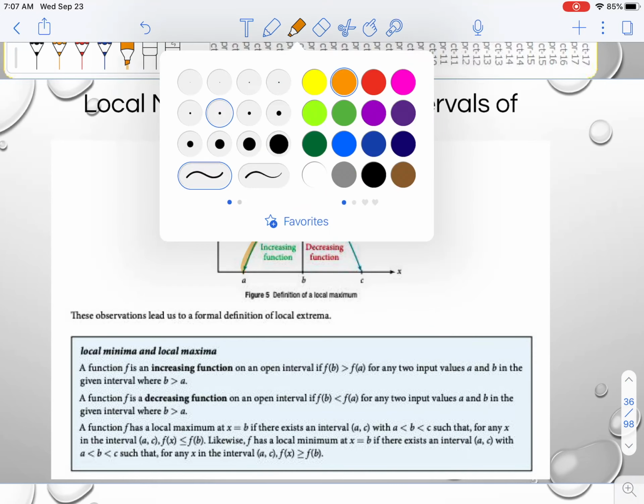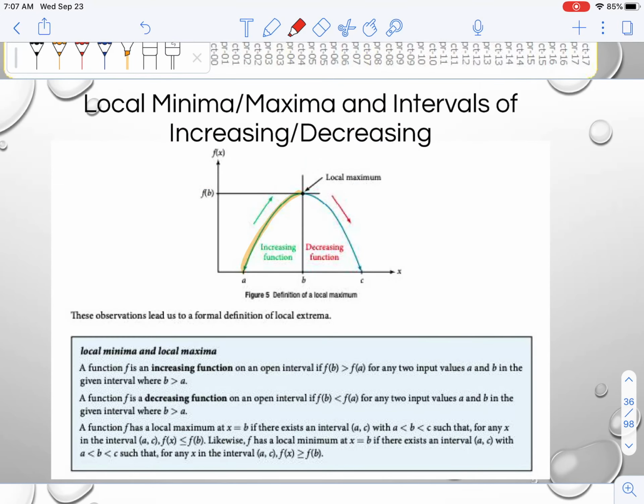Okay, a decreasing function then, again, if I have 2 points, say a and b, where b is greater than a. So again, I'm moving from left to right. We're always talking left to right whenever we're discussing increasing or decreasing. If f of b is less than f of a, then I have a function that is decreasing.